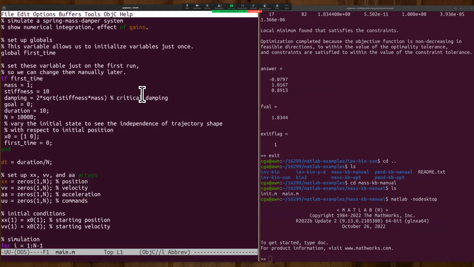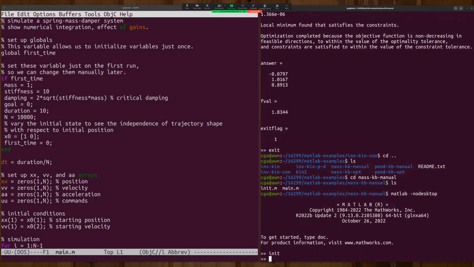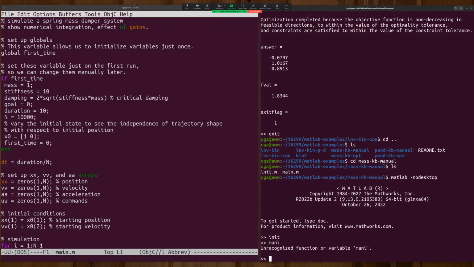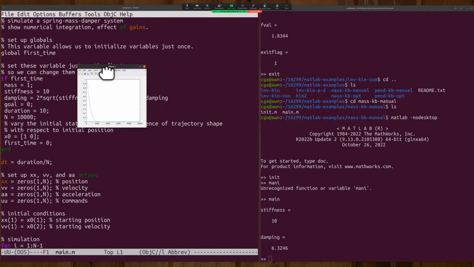Okay, so let me run it and then let's take a look at what it says. So this particular thing, we say init. We should have gotten some graphics. We didn't. Let's see what else we get. Okay, there's the graphics. So what we're trying to do, we have a rock that probably weighs, the mass is 1.